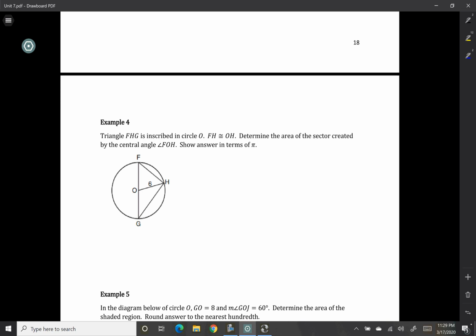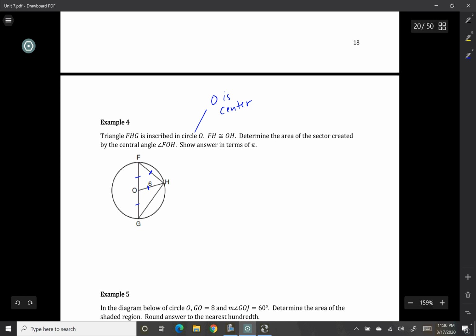The only trick to this next question is the picture. So here we have a circle. It tells us that the triangle FGH is inscribed in the circle, meaning all 3 vertices are on the circle. It says circle O. This tells us O is the center, meaning I know all 3 of those segments are the same size because they're all the radius of the circle. Now, it also tells us that FH and OH are the same.